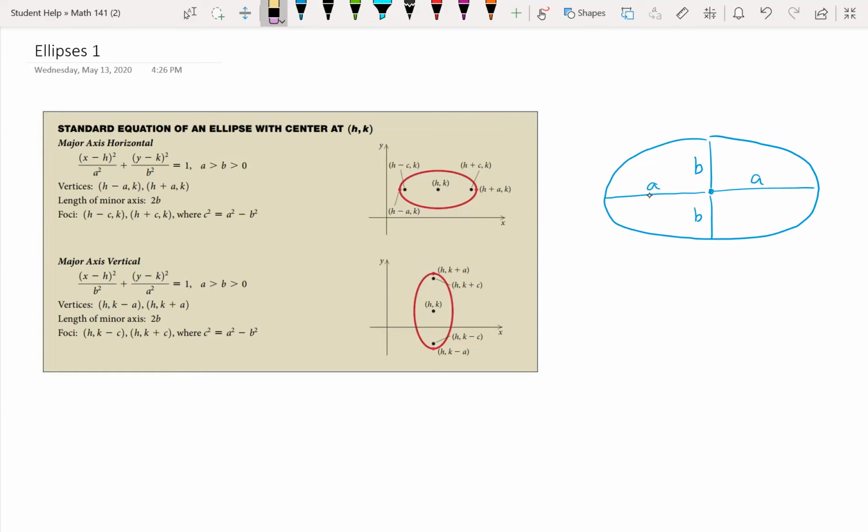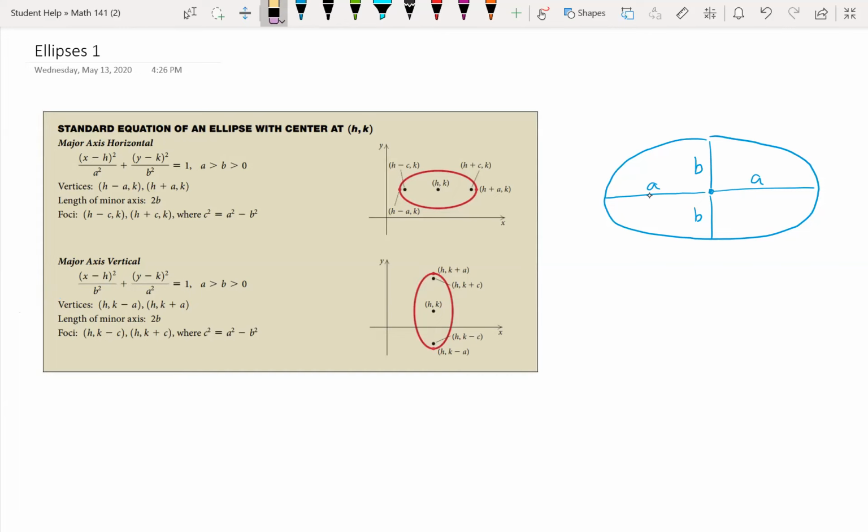So whichever variable A is underneath, whichever the larger number is underneath, that tells you which way it's going to be elongated. So in this first example here, A is under the X, and so it's stretched out in the direction of X from left to right. In the second example, we have the larger number A under Y, and so the ellipse is stretched up and down in the direction of Y. So that's kind of a way to know which direction it's going.